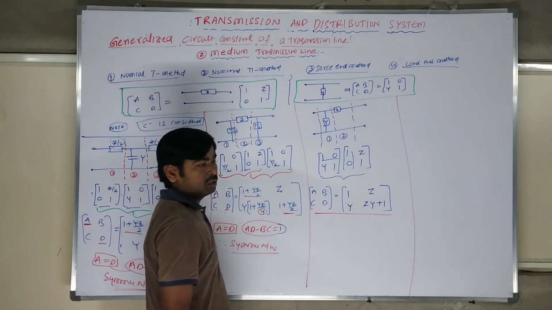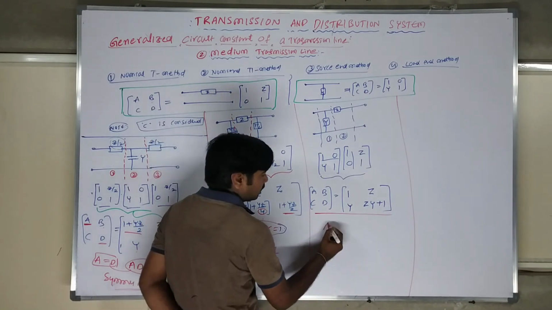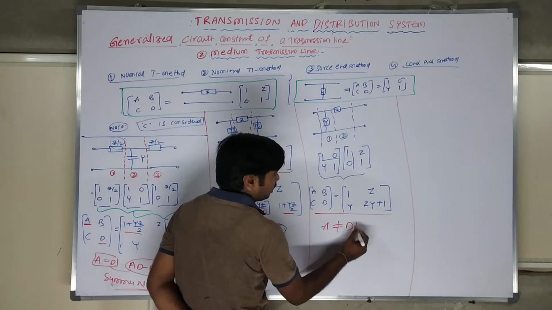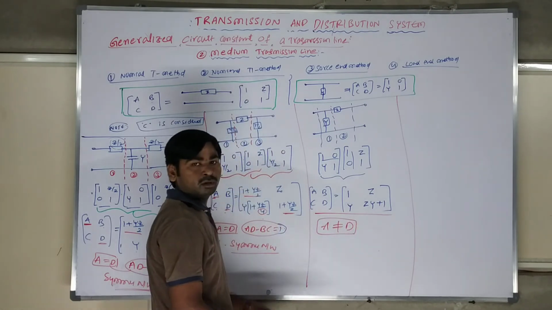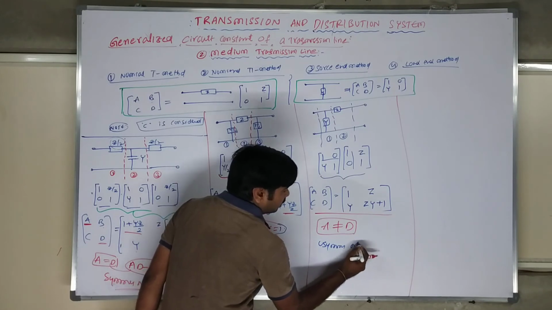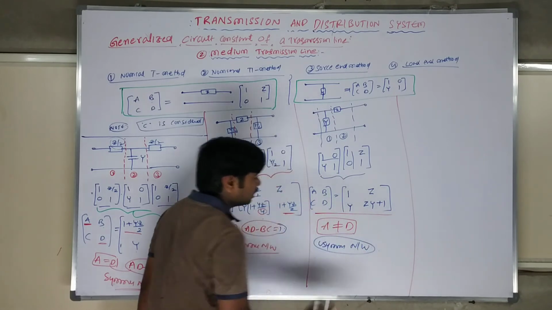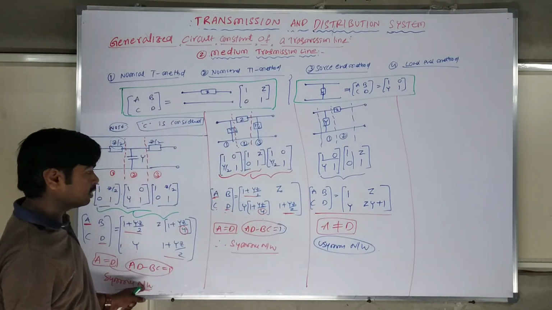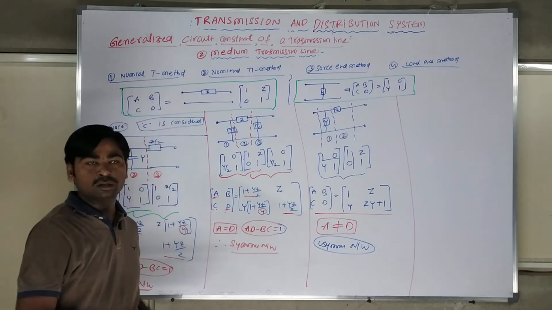In this source end method, please understand that A is not equal to D. The moment A is not equal to D, this is an asymmetrical network. It is not symmetrical. These two, nominal T and nominal pi, are symmetrical networks. This is an asymmetrical network.